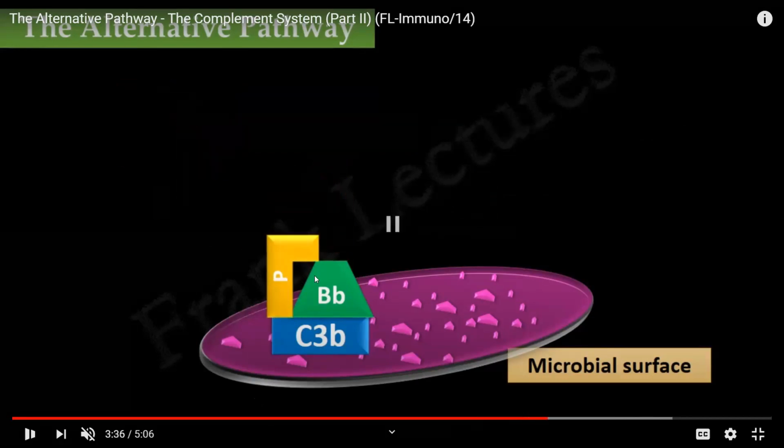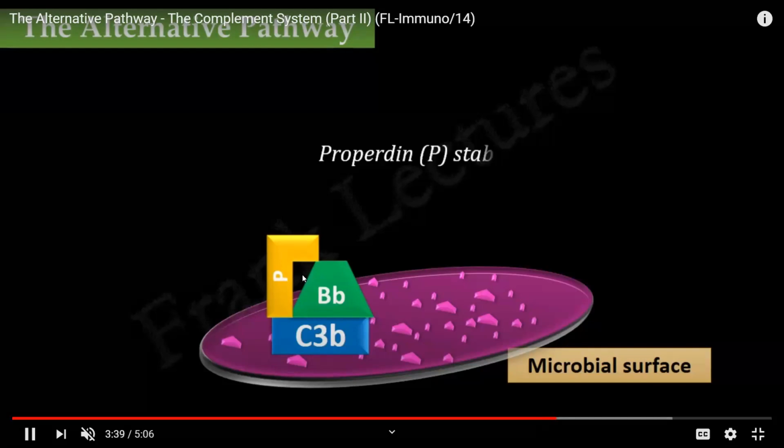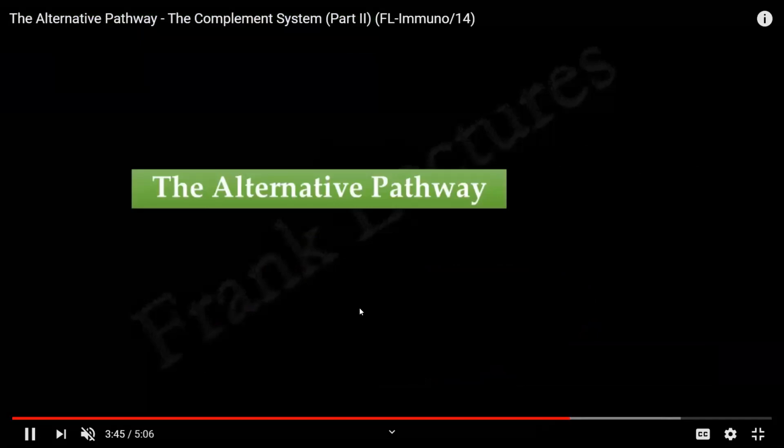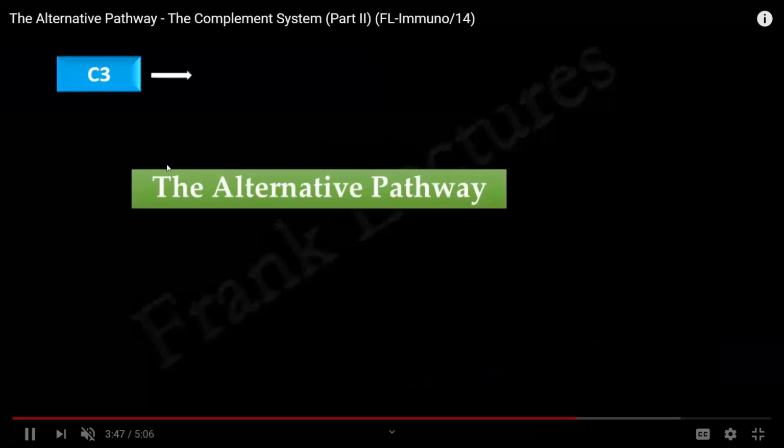But prior to that, what will happen? When the C3b Bb complex forms on the microbial surface, it is not firm, it is unstable. So to provide stability, another component known as properdin, designated with capital P, comes and joins to stabilize the complex. So properdin P stabilizes the C3b Bb complex. That is its role.